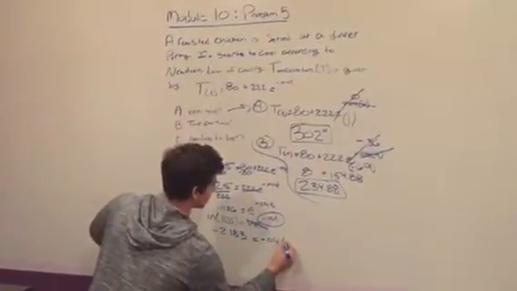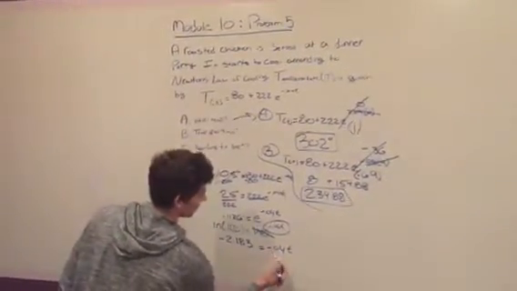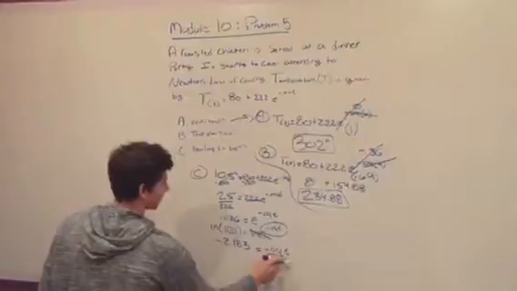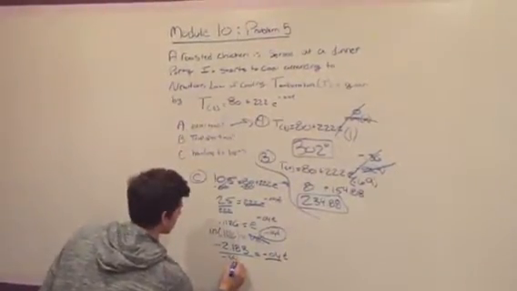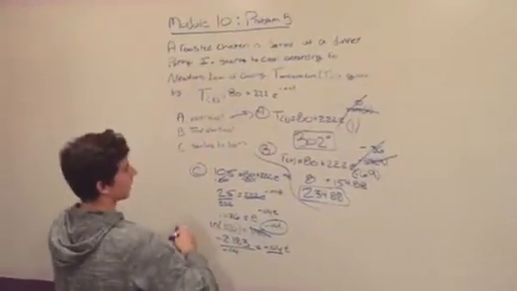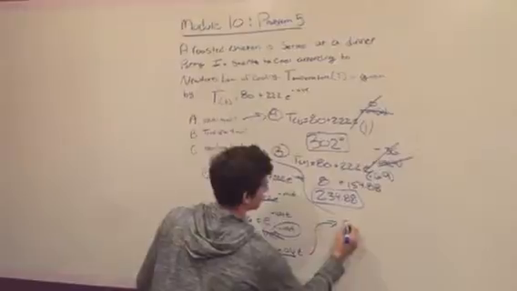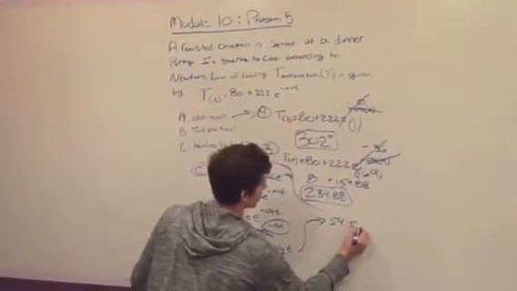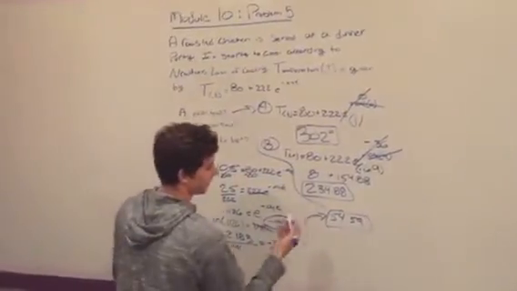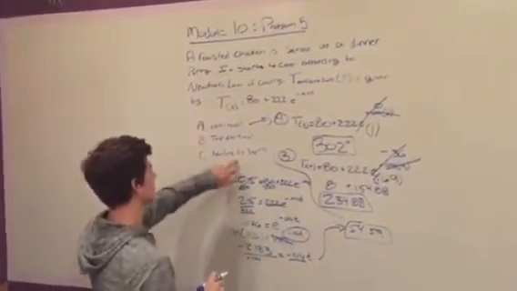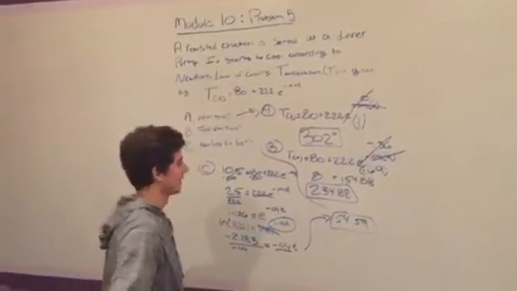The next step is to divide negative 2.183 by negative 0.04, which is going to give you 54.59. And if you round that up to 55 minutes, that's the time it takes to reach 105 degrees. I hope that helped.